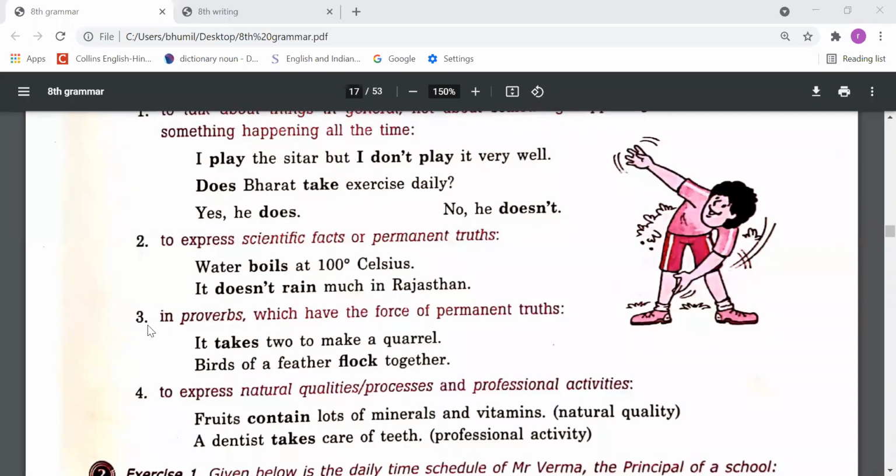Third point, in proverbs, which have the force of permanent truths. So whenever we say any proverb, in that case also, we should use simple present tense because it shows permanent truths. Like it takes two to make a quarrel. Birds of a feather flock together. These two sentences are proverbs. So in proverbs, there is a sense of permanent truth. That's why we should use simple present tense in proverbs.